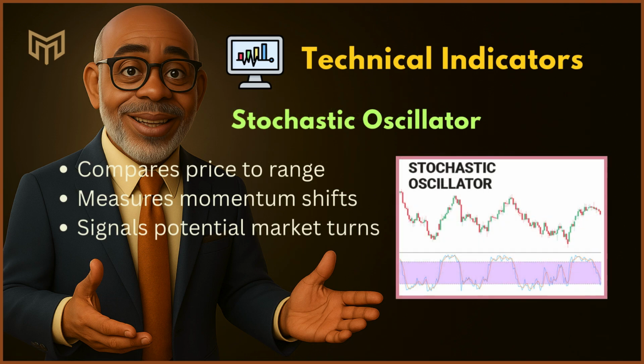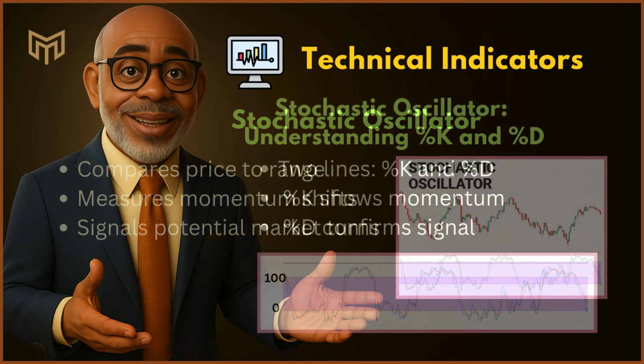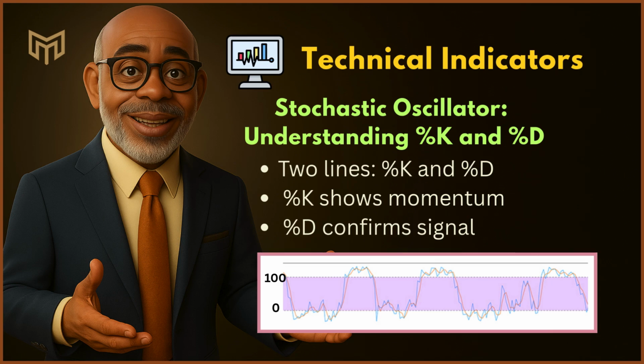Now let's move on to the next popular leading indicator, the Stochastic Oscillator. The Stochastic Oscillator compares the current price to its recent trading range. By doing this, it helps traders identify shifts in momentum. In simple terms, the Stochastic Oscillator displays whether the market may be losing strength or preparing for a potential market turn. The Stochastic Oscillator displays two lines that move between 0 and 100.